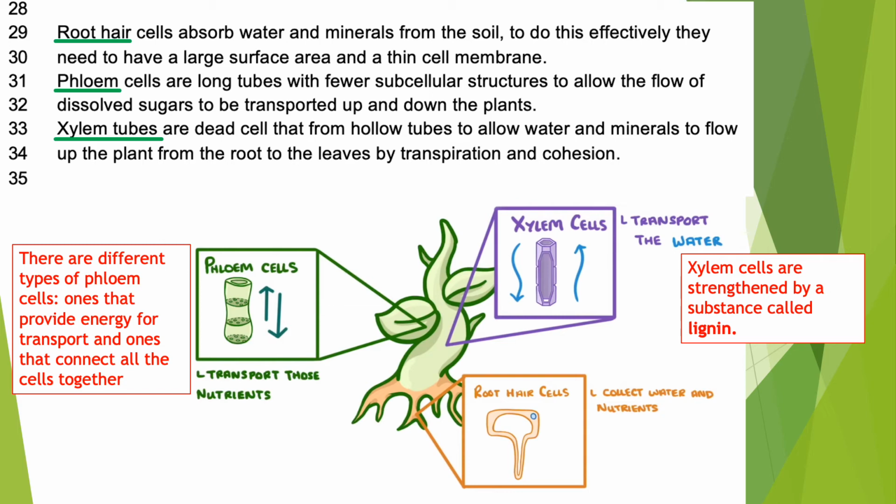Okay. And then one last thing that I wanted to add about the xylem adaptation is that they're strengthened by a substance called lignin. Okay, if you don't know what lignin is, it's just kind of the same thing as cellulose. It's a substance that strengthens the cell. Same kind of function there.